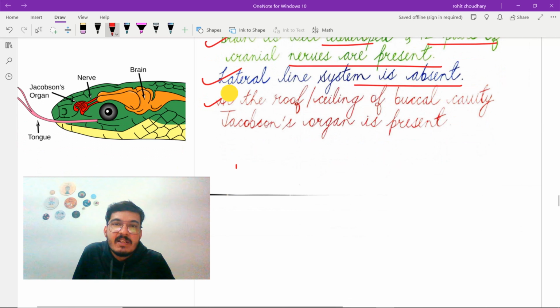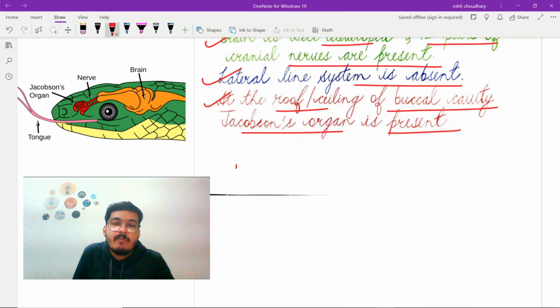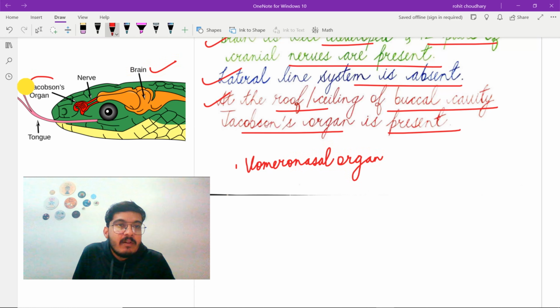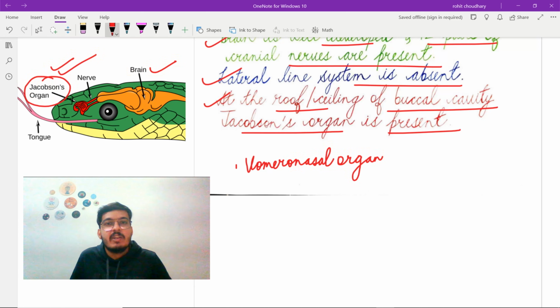The next feature is at the roof or ceiling of buccal cavity, Jacobson's organ is present. This is important. Jacobson's organ is also known as vomeronasal organ. Vomeronasal organ, and it is a chemoreceptor which helps the reptiles to detect scents and find prey. As you can see in this picture, the location of vomeronasal organ, it is located at the roof or the ceiling of buccal cavity and it acts as a chemoreceptor.